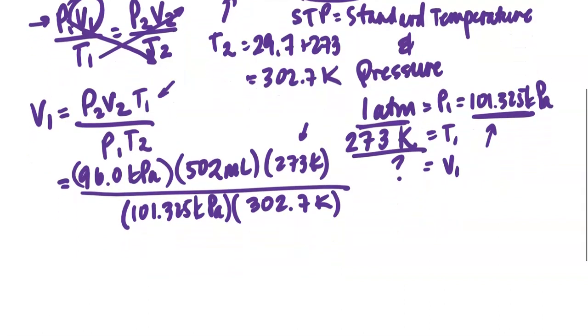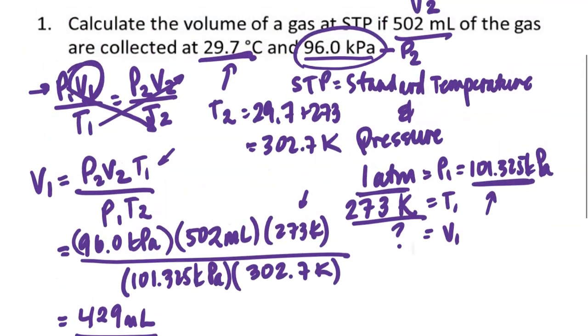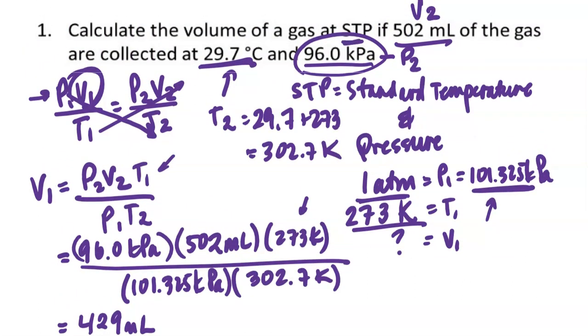Okay, so now I'm just going to do this math. I'm going to multiply 96 times 502 times 273. I'm going to divide that by 101.325 times 302.7. And if I do that, I get 429 milliliters. So that was the original volume when my gas was at STP.